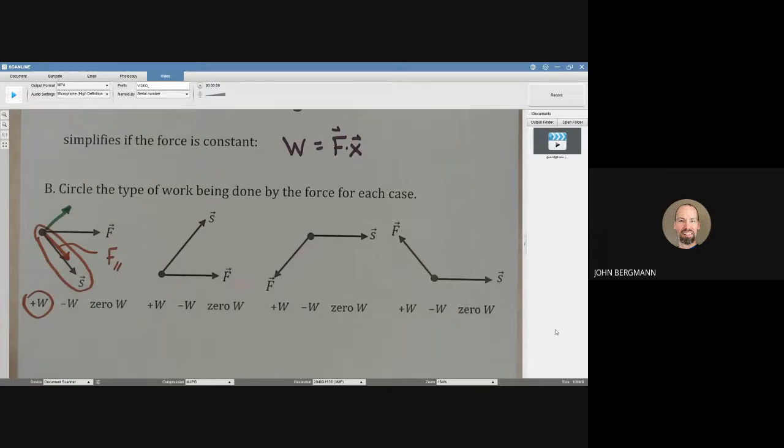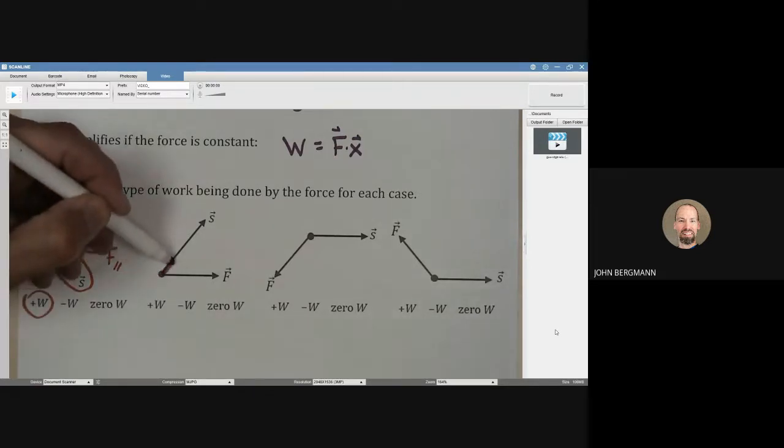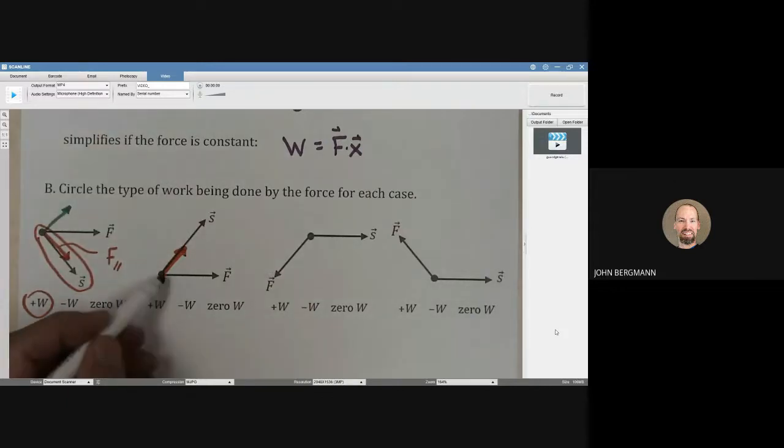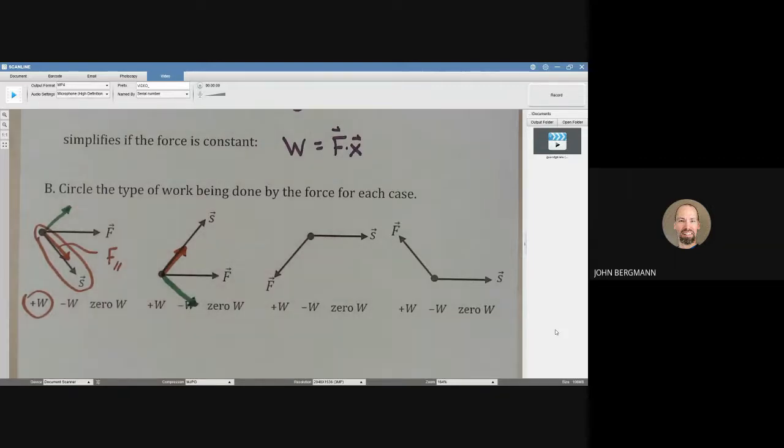How about this next one? What's the component of F that is parallel to S? Right there. The one that is perpendicular is right there. And so here again, this is going to be positive work. The component of force that is parallel with S is in fact parallel and not anti-parallel.